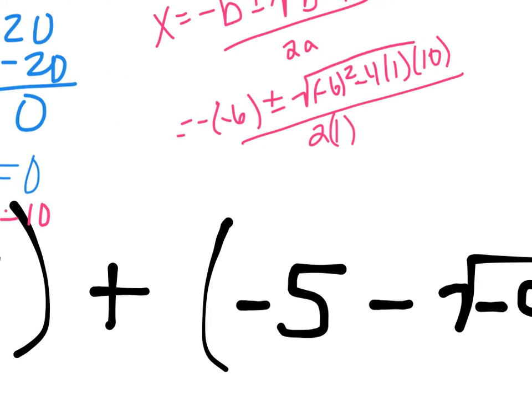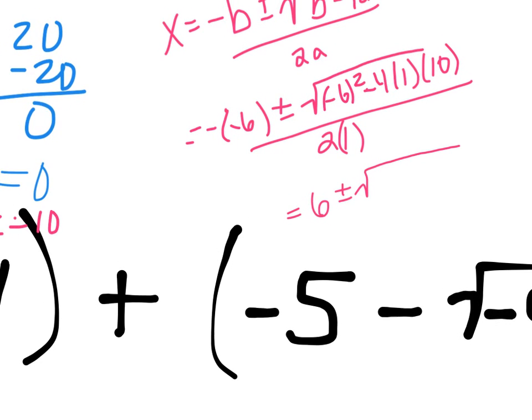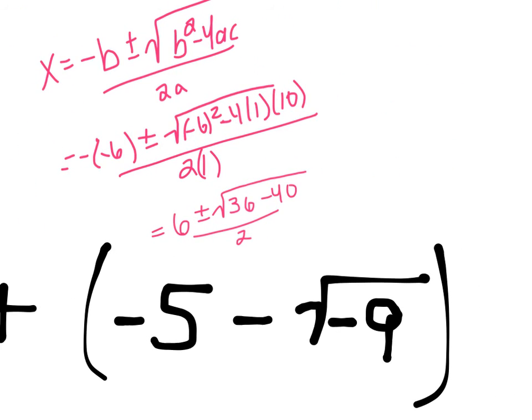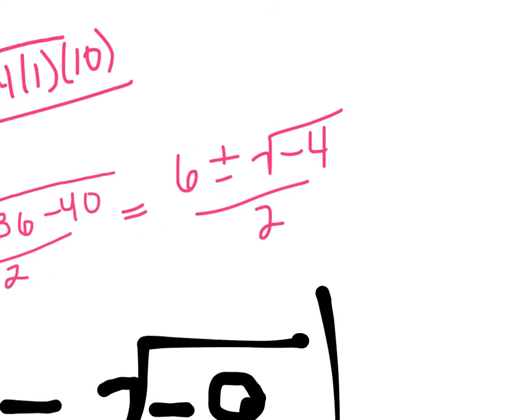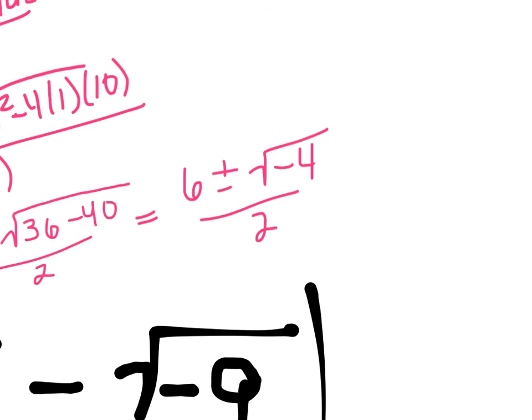All right, so if we simplify this a little more, we have 6 plus or minus, what's negative 6 squared? Minus 40, over 2. 6 plus or minus the square root of negative 4, over 2. What's the problem? It doesn't factor, it's an i. Good. What is the square root of negative 4? Oh my gosh, I keep telling the answers. 2i. So you're left here with 6 plus or minus 2i over 2.